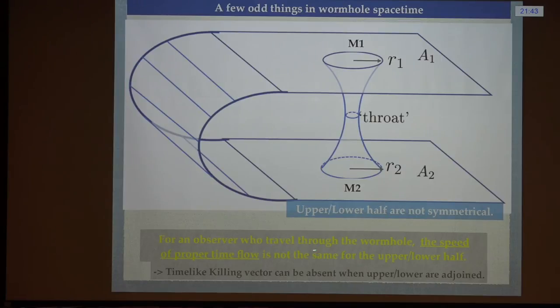So for an observer who travels through the wormhole, the speed of proper time flow in A1 and A2 is different. Then, their time-like Killing vectors can be absent because of this, and sometimes it can make closed time-like curves.